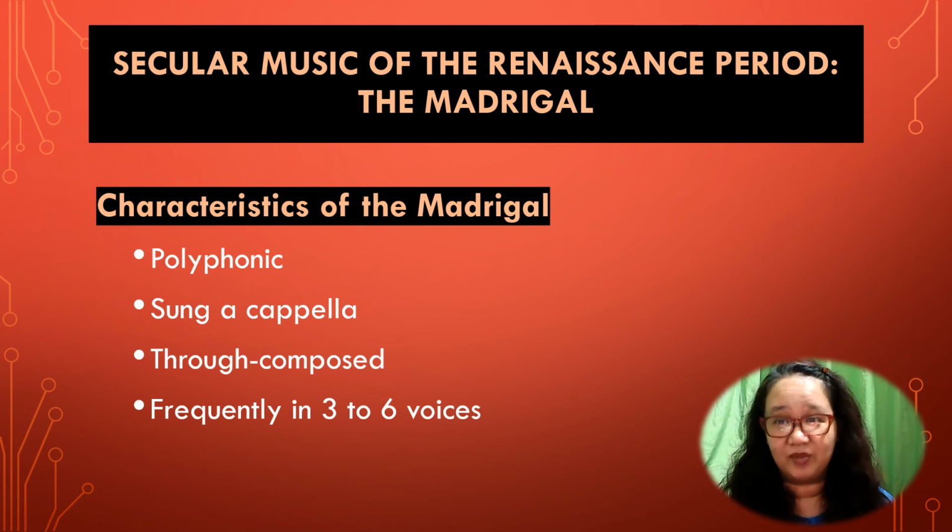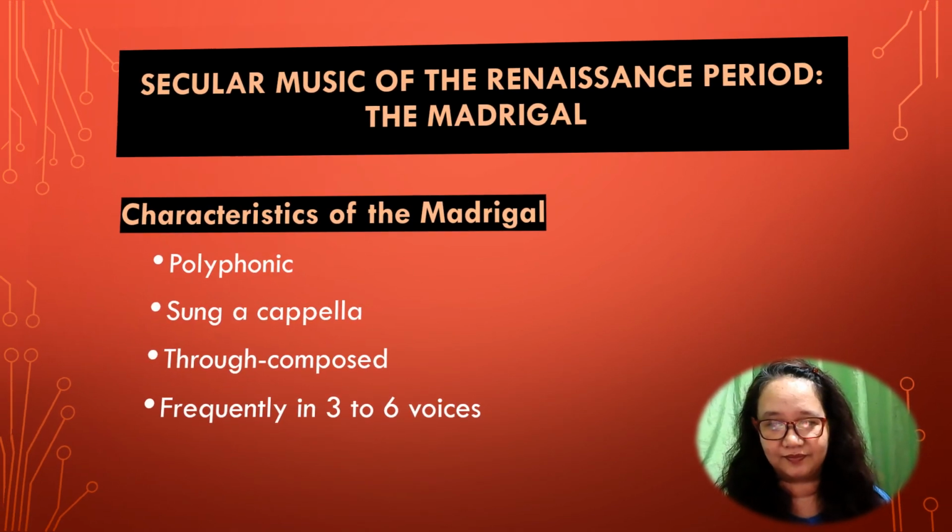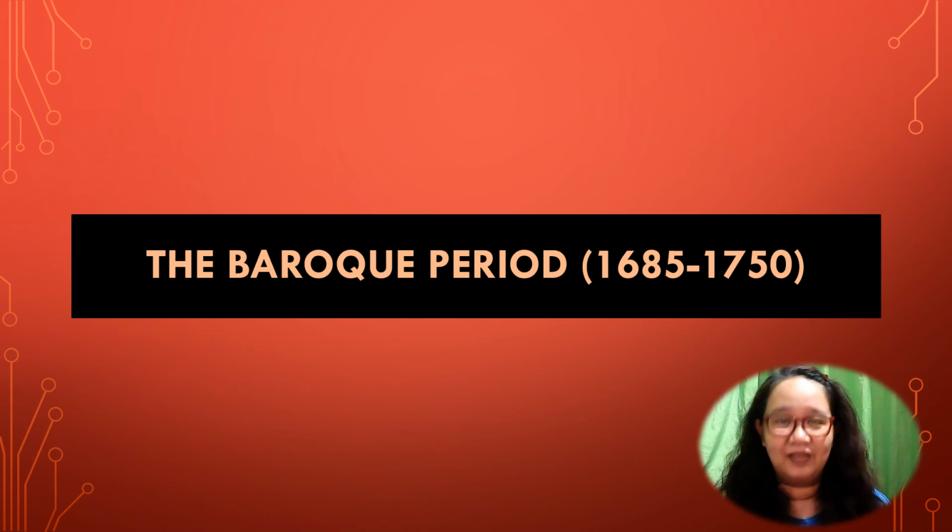Secular music of the Renaissance period, the madrigal. The characteristics of the madrigal is polyphonic. It is sung a cappella, through composed, and frequently in 3 to 6 voices. Now let's proceed to the Baroque period between 1685 to 1750.